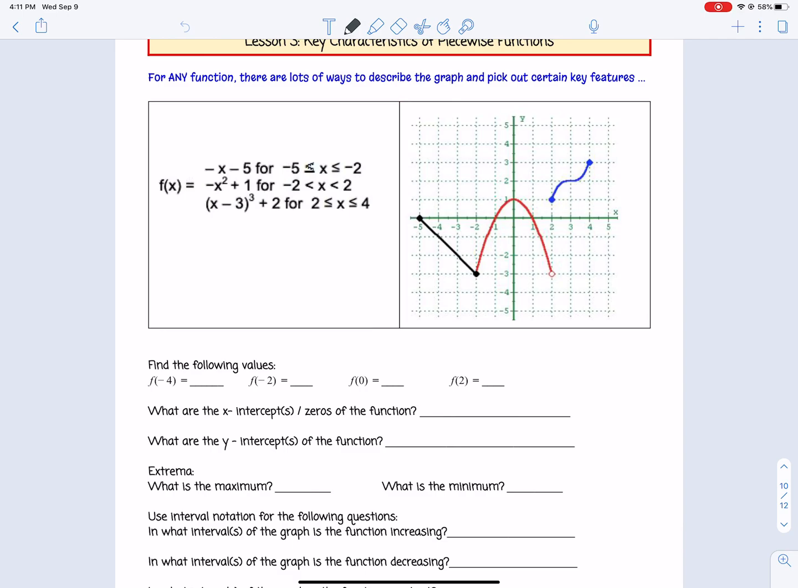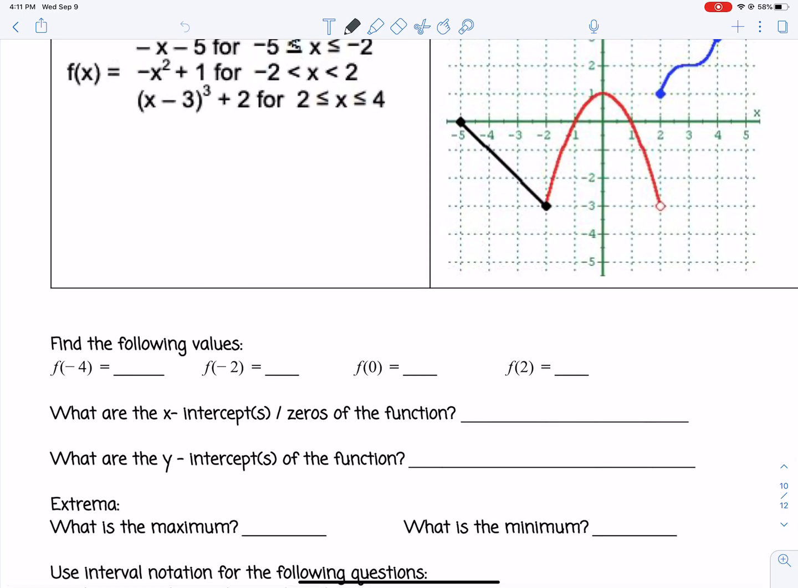For number 1, it says find the following values, f of -4. So I'm going to go on my graph where x equals -4. Go over to x equals -4 and then go to that point on my function, and I see that y is equal to -1 at that point. So f of -4 would equal -1. If I go to f of -2, that's where x equals -2. I look at where that is located on my function, and it looks like y is equal to -3 where x equals -2. So that's it for that part.